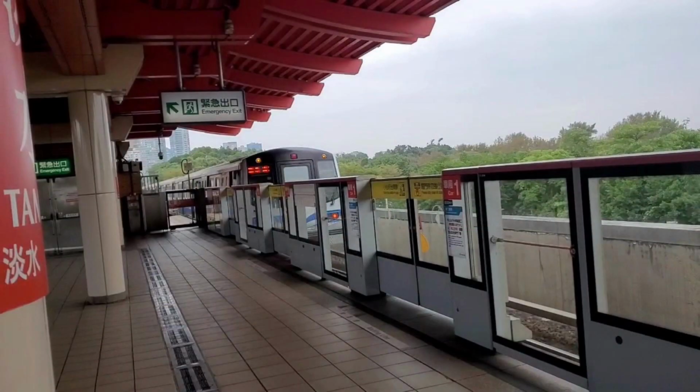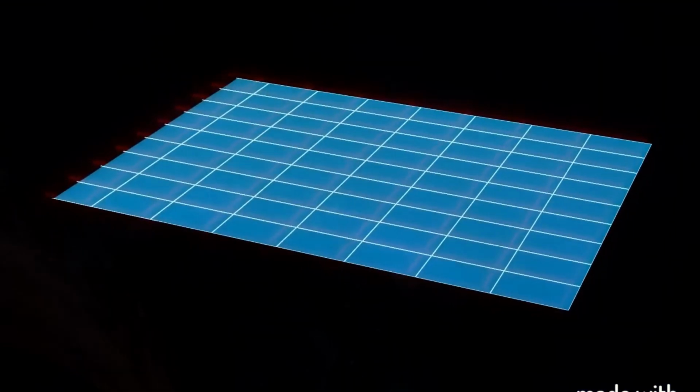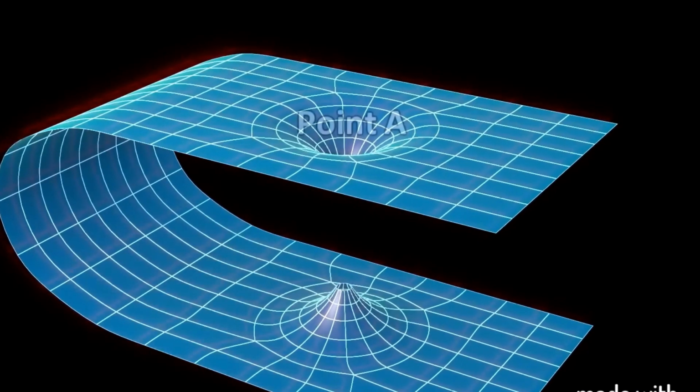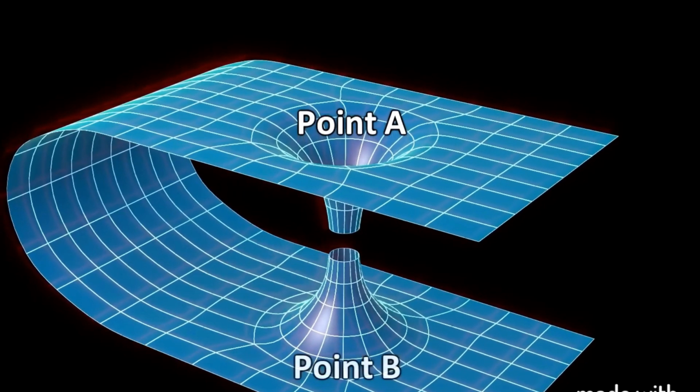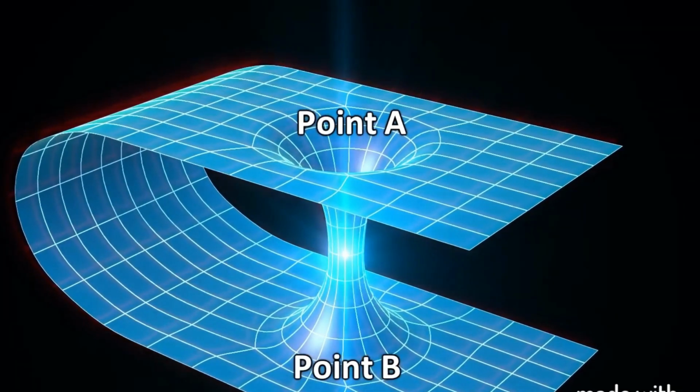Let's get started. If you can travel between two distant points in space using such wormholes, then you can effectively travel from one end of the wormhole, point A, to the other end, point B, faster than the speed of light.